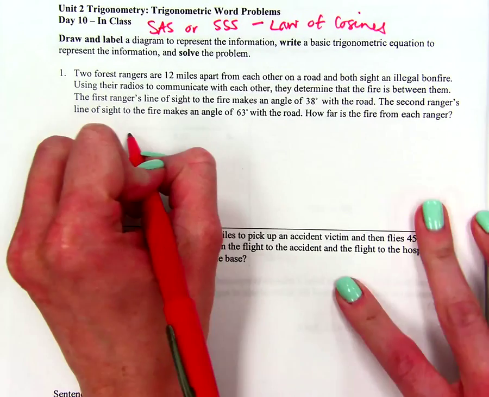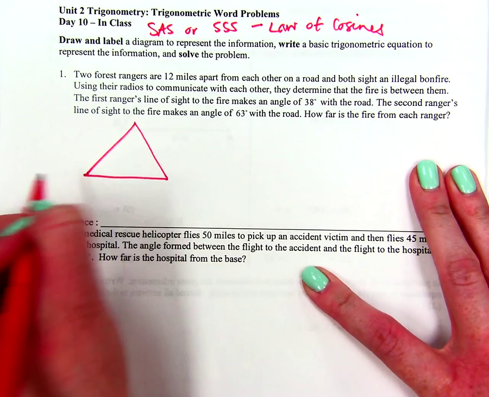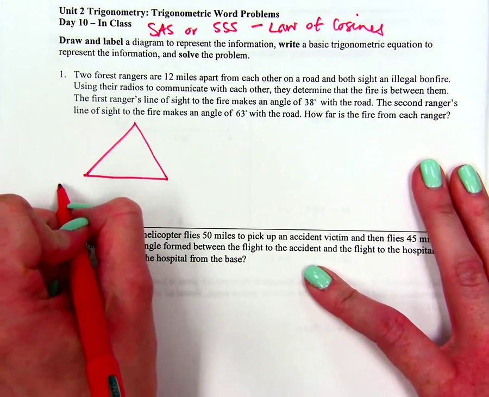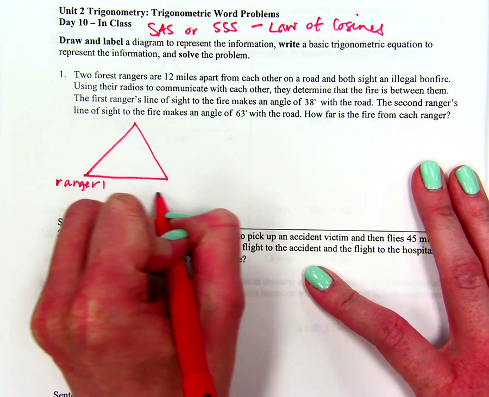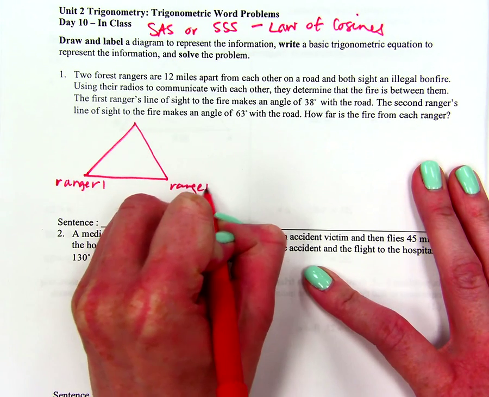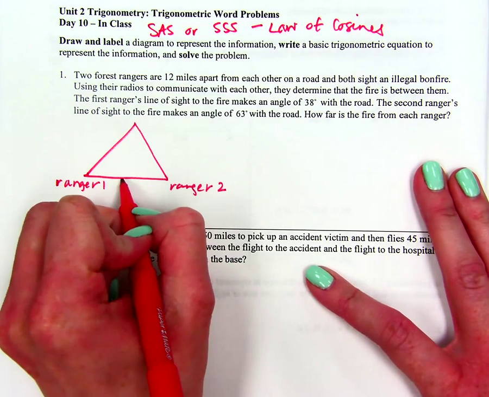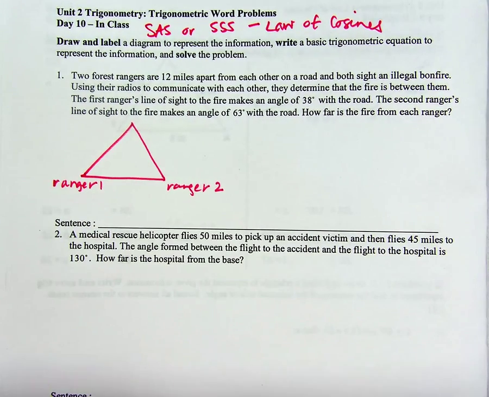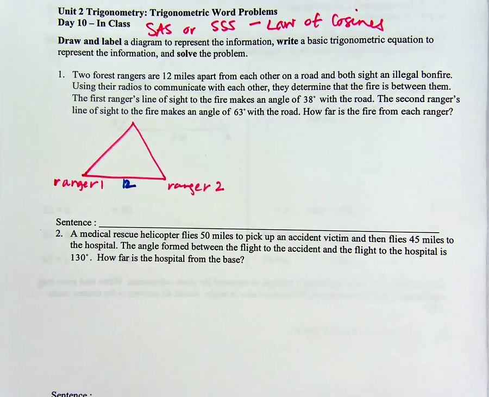So let's just go ahead and start, as we're going with a triangle here. It says two forest rangers. So let's just call this Ranger 1 and Ranger 2. So they're 12 miles apart. So we know that the distance in here is 12, right there. So that's a given for us.